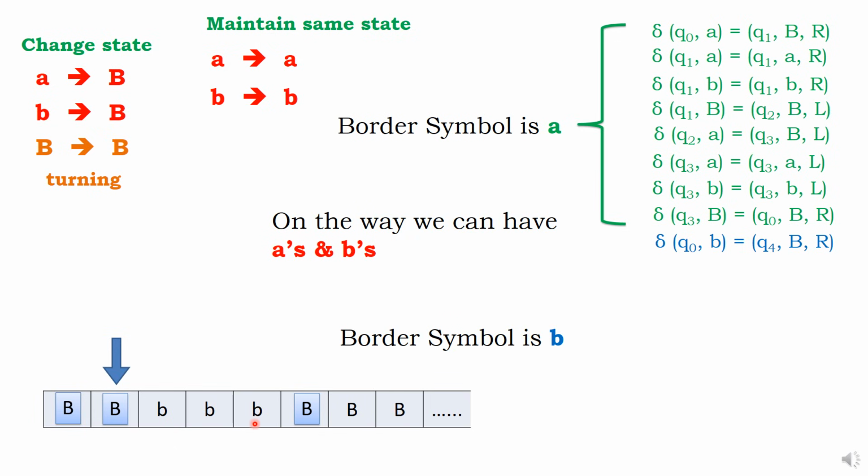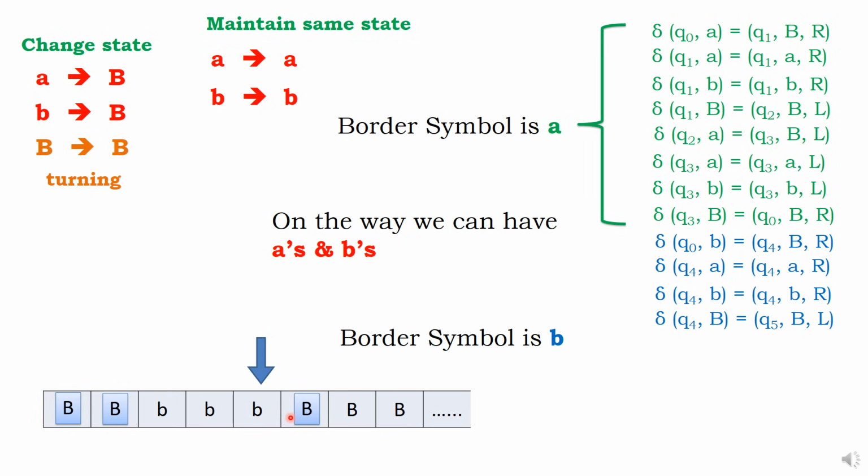On the way, B comes, A comes. Do it in Q4 stage. Done. I am catching this B, the turning point. Capital B replaced by capital B. Q4 becomes Q5. Done. Then in Q5 state, small letter B is there. I should make it capital B. Q5 becomes Q6 because I am changing the state.